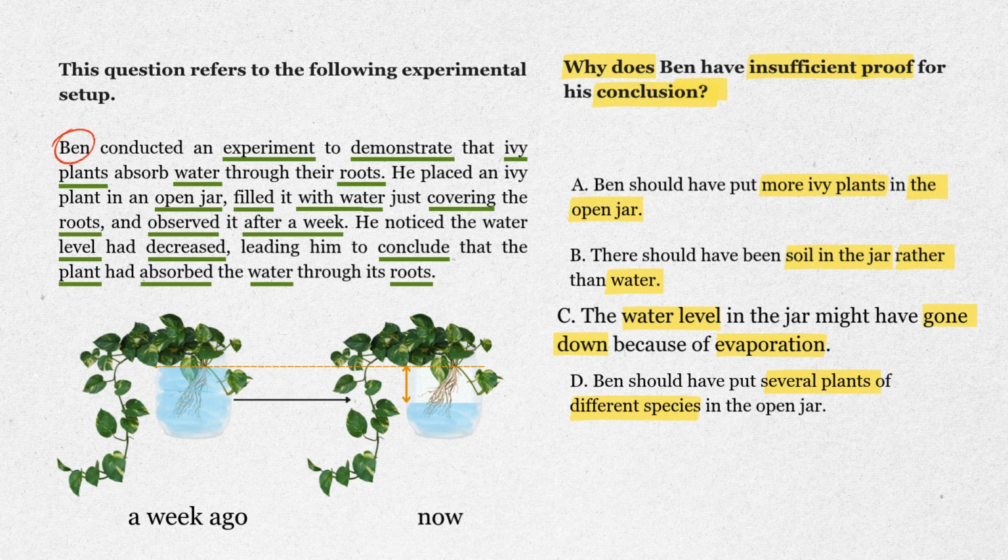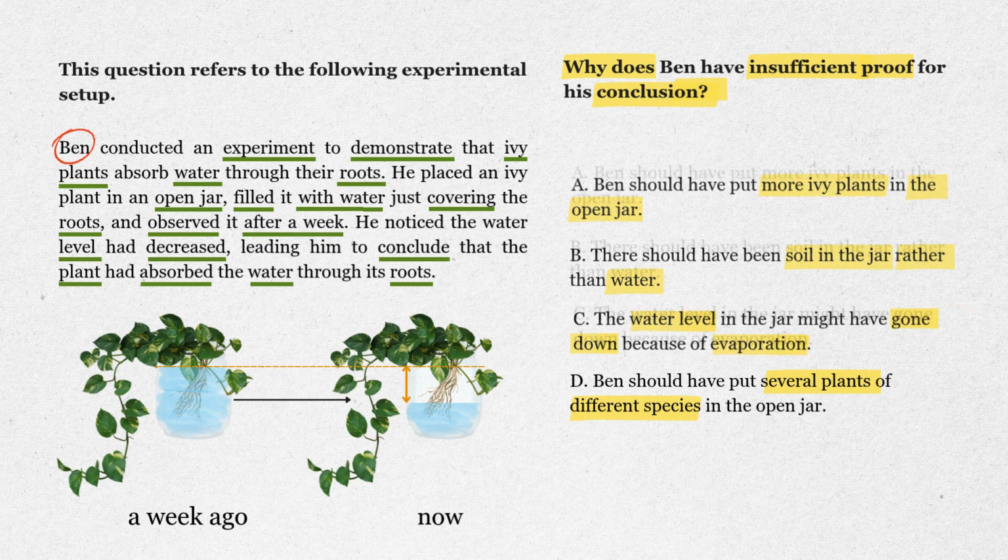an identical open jar of water without a plant, to measure evaporation and subtract it from his observed decrease. The source states, because the experiment did not control for evaporation, it does not prove that the water was absorbed by the ivy, so the correct answer is C.